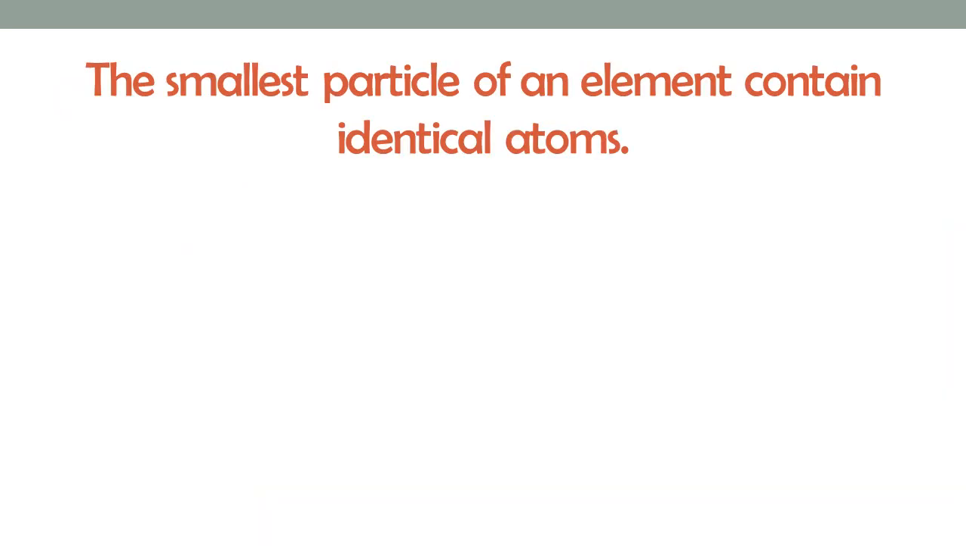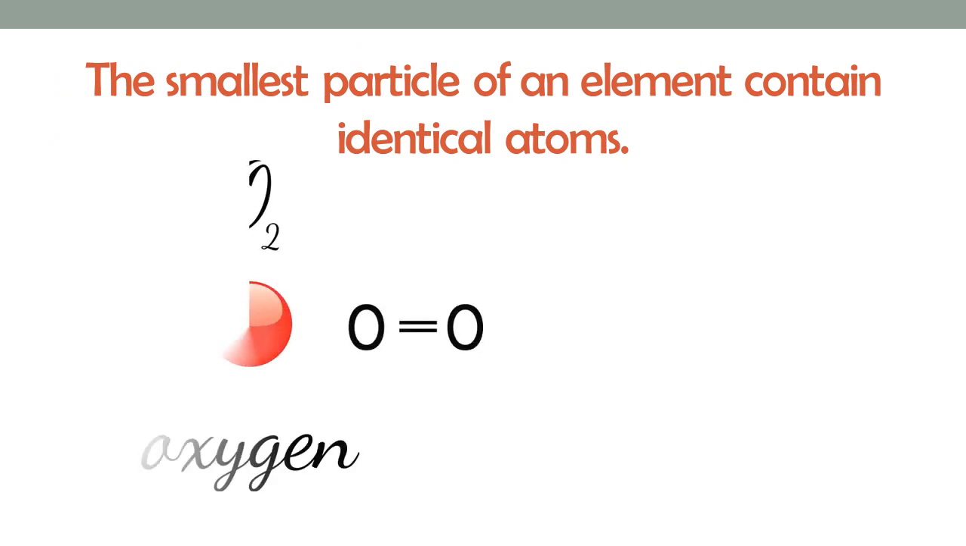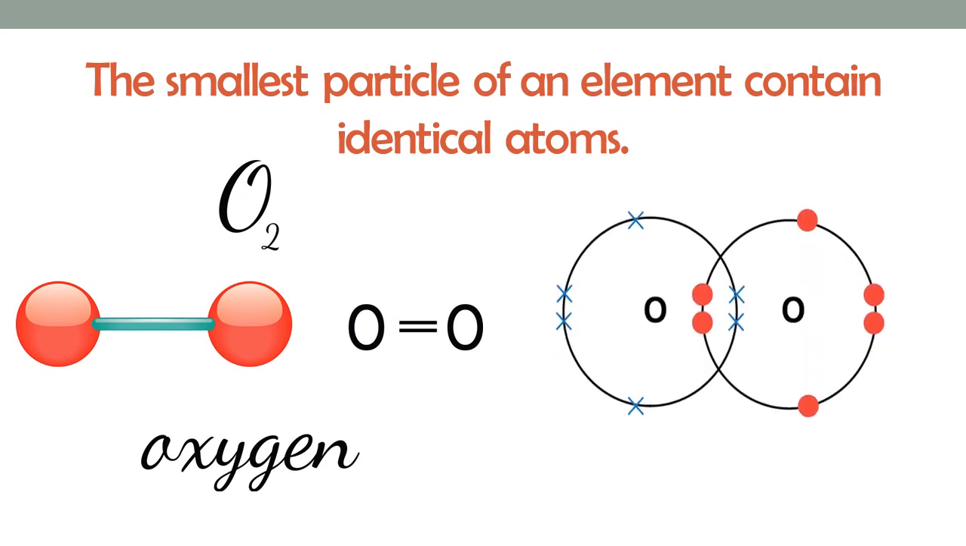Students, the smallest particle of an element contains identical atoms. For example, a molecule of oxygen contains two oxygen atoms in bonded state. You can see in the right hand picture how the oxygen atoms combine together to form O2.